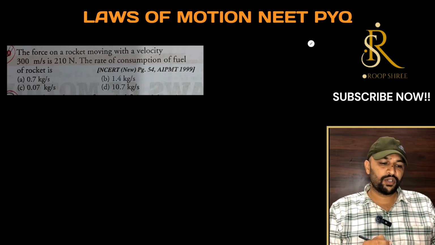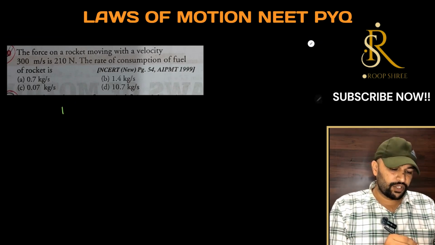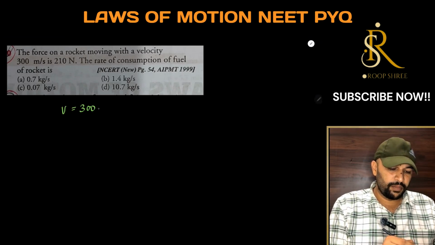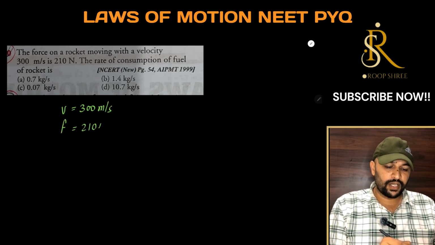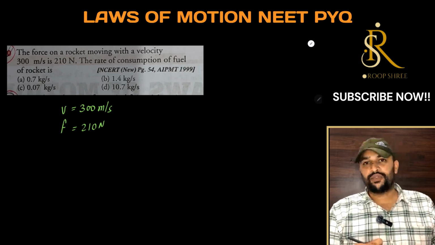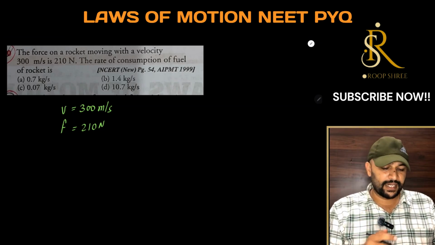The question says the force on a rocket moving with the velocity. So velocity of the rocket here is given as 300 meter per second, right? And the force is given how much? The force is given here as 210 Newton. The rate of consumption of fuel. So how much fuel is consumed per second, that we have to find.